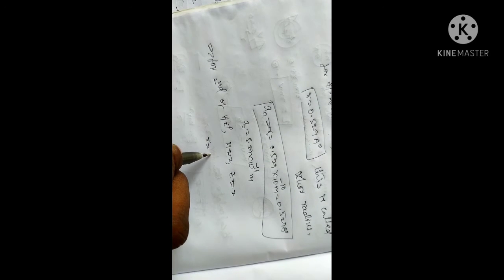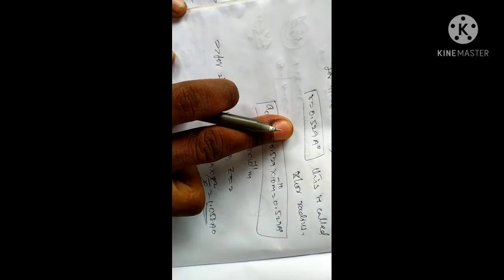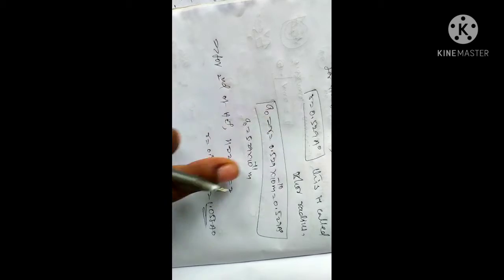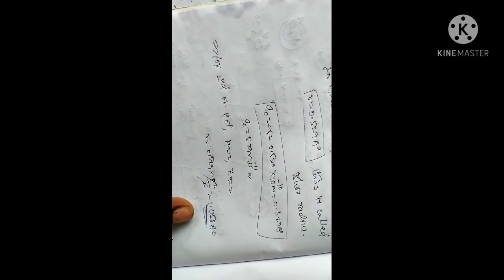R is equal to 0.529 into 2 square by 2, that is, we get 0.58 angstrom. It is the radius of the helium atom. This is the radius of the hydrogen atom.